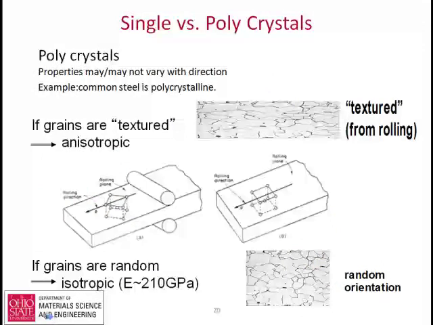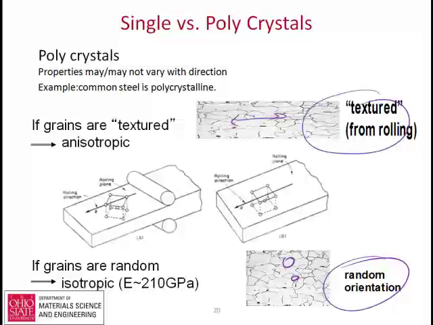So those crystals, we can either get them so there's some overall orientation. We can do that by rolling. We can get the sizes and orientations to take on a texture, or we can have just random orientation within that. But again, within each of these regions, these are all single crystals. These single crystals are separated by boundaries. So single crystal is actually fairly rare. I'll give you a second to think about what a single crystal might be. And there's only three examples that I can think of that are common.